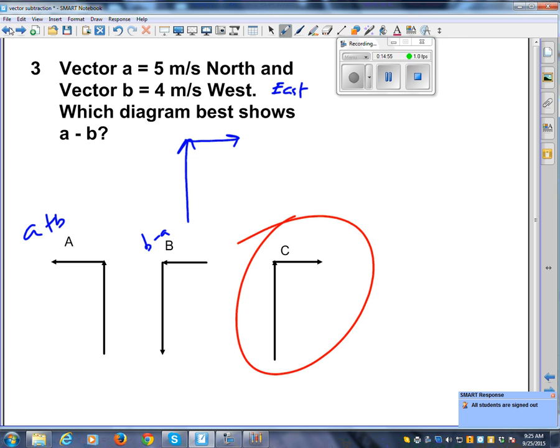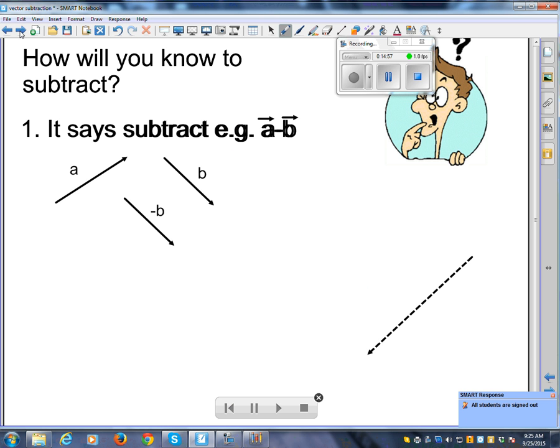Now, how do you know when to subtract? That's the second thing we all learned today, right? We learned how to subtract, but how do you know when to subtract? Well, the first one is easy. It says subtract.